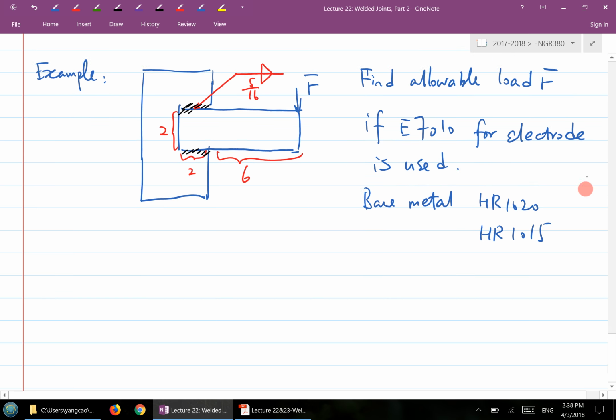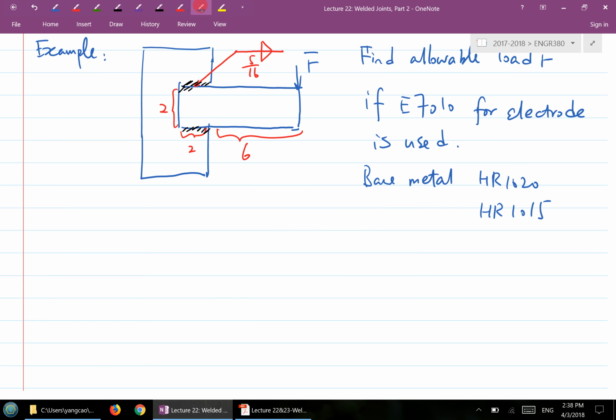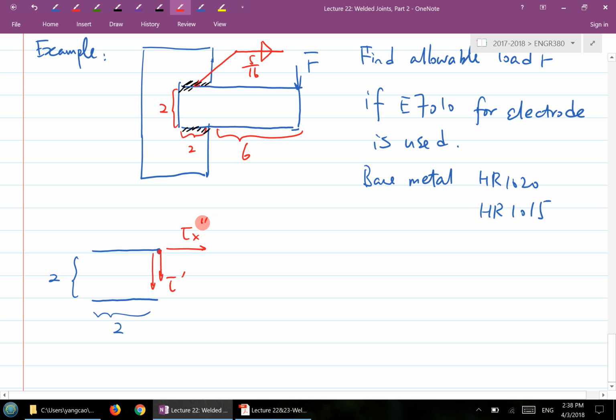So the next thing you do is draw the welding group appropriately. This is the welding group for this example right here, and then label the dimensions. You have 2 over here and 2 over here, right? Now the type of stress that exists here: at the point, you have tau prime, tau x double prime, and tau y double prime. That's the critical location.